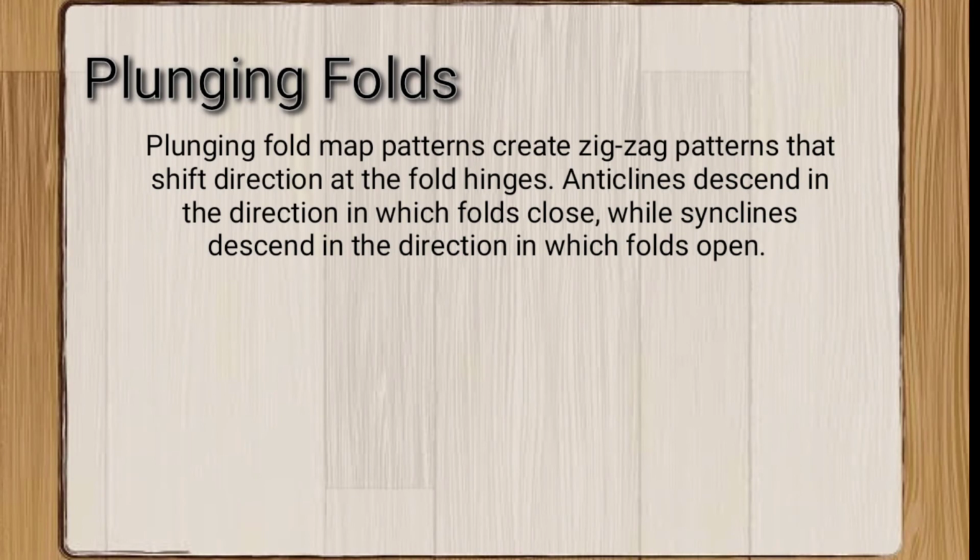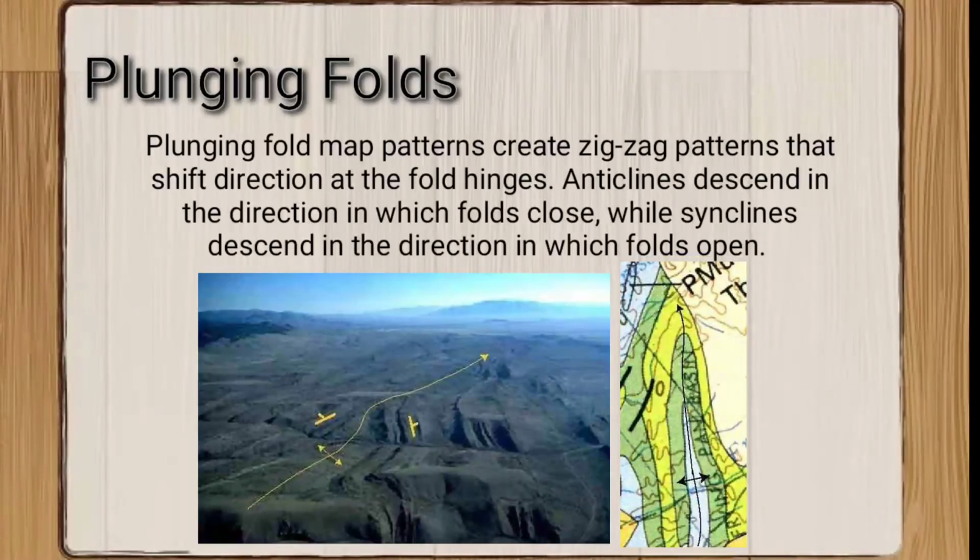Plunging folds. Plunging fold map patterns create zigzag patterns that shift directions at the fold hinges. Anticlines descend in the direction in which folds close, while synclines descend in the direction in which folds open. Take a look at the picture and map below. They're all from the same part of southwest Montana.